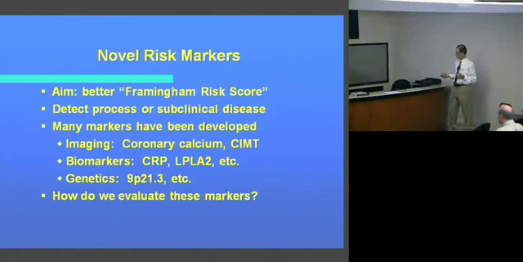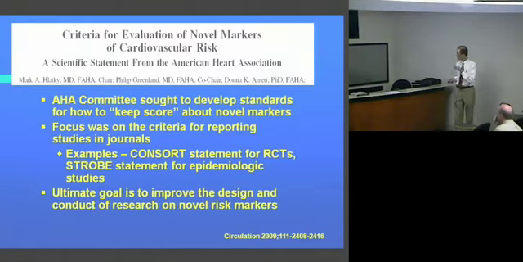And one of the reasons I got interested in this is because of genetics. And we heard a lot of hype about how genetics is going to help us. We're just going to need to measure some new markers. And so the question is, how do we evaluate these markers? How do we keep score in terms of figuring out which ones are useful or not?